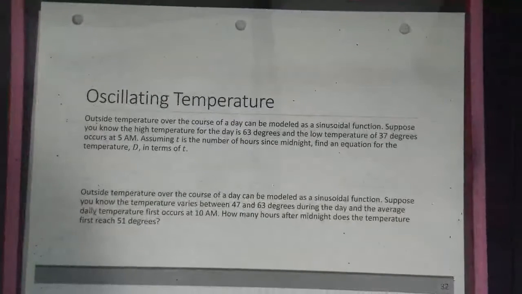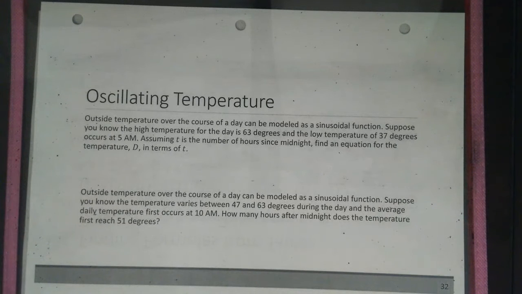Next up, we're going to talk about oscillating temperatures. So outside temperature over the course of a day can be modeled as a sinusoidal function. Suppose you know the high temperature for the day is 63 degrees and the low temperature of 37 degrees occurs at 5 a.m. Assuming T is the number of hours since midnight, find an equation for the temperature D in terms of T.